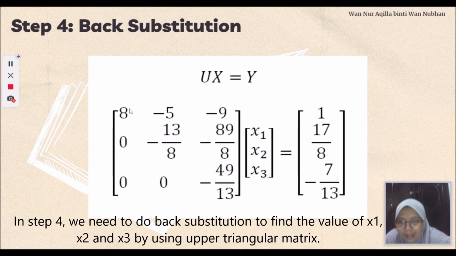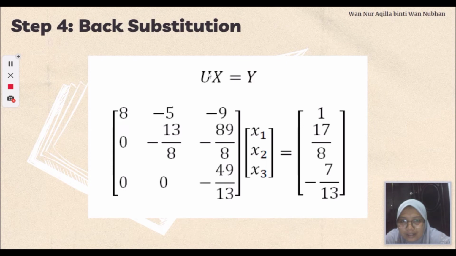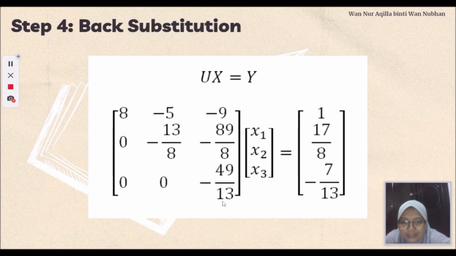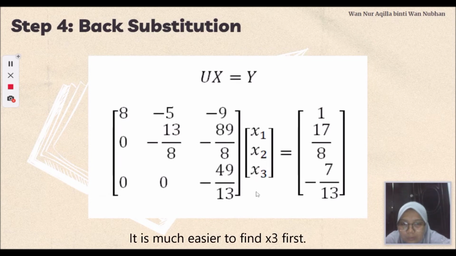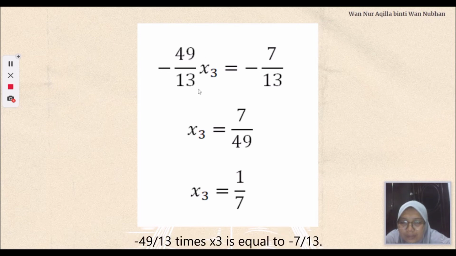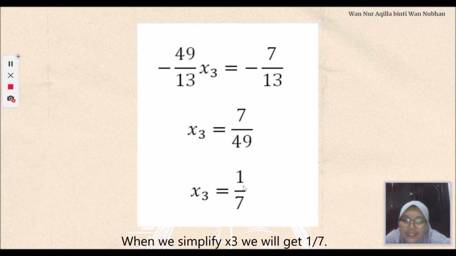For step 4, we need to do back substitution to find the value of x1, x2, and x3 by using the upper triangular matrix. Since it is much easier to find our x3, we will do x3 first. That is negative 49/13 times x3 is equal to negative 7/13. So our x3, when we simplify it, we will get 1/7.